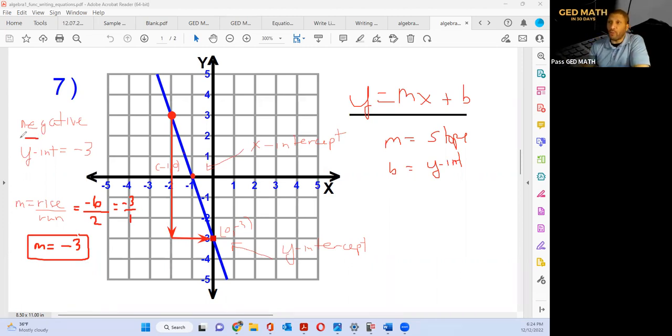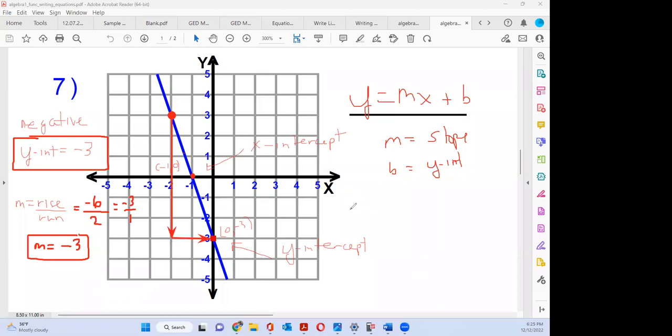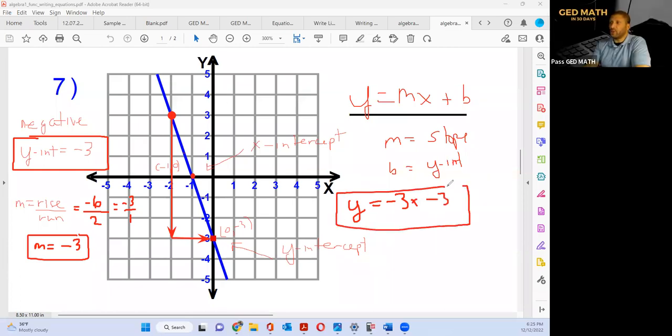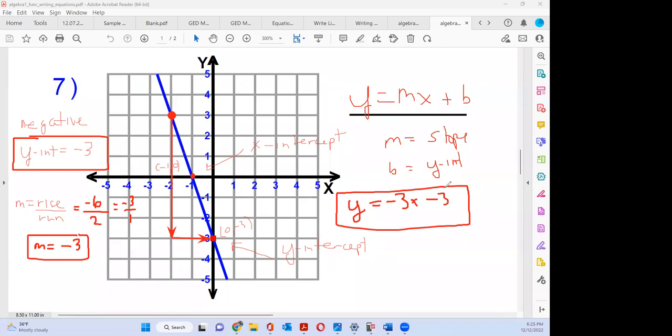So now, if I know my y-intercept is -3 and I know my slope is -3, what's going to be my equation to this line? Y equal -3x minus 3. Perfect. So Sheila, where you made your mistake is you had 3x minus 3 instead of -3. Close, yeah.